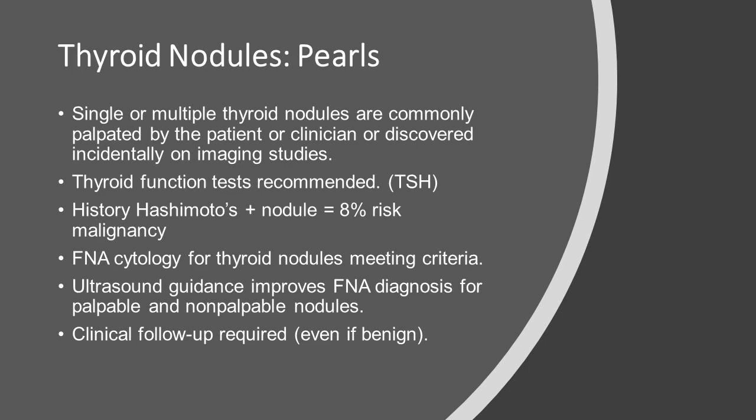Thyroid function tests should be done in all of these patients, a TSH, to look for evidence of subclinical hyper or hypothyroidism. Recall in our thyroiditis lecture that if they have a history of Hashimoto's, that will be a red flag. If they have a nodule that pops up, they have about an 8% risk of malignancy, so do follow those patients closely. Maybe specifically ask about a history of Hashimoto's thyroiditis. They may have forgotten about it.